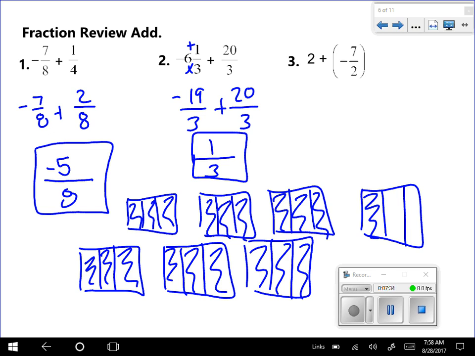So I want you to try number 3 here. Hopefully you already wrote 1 and 2 down. I want to remind you that a whole number here can be made into a fraction if you put it over 1. From there, you're going to have to find a common denominator. If you have questions, be sure to raise your hand.